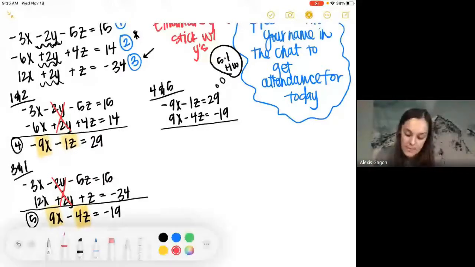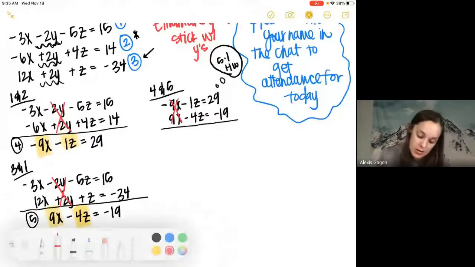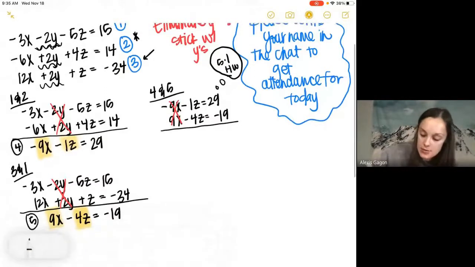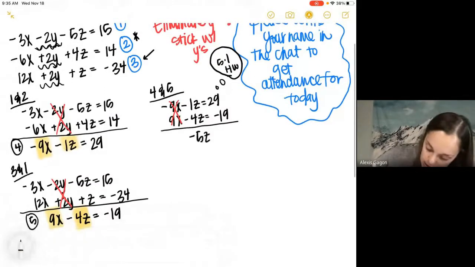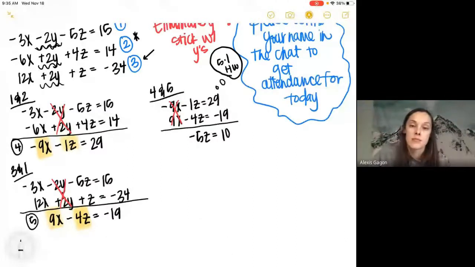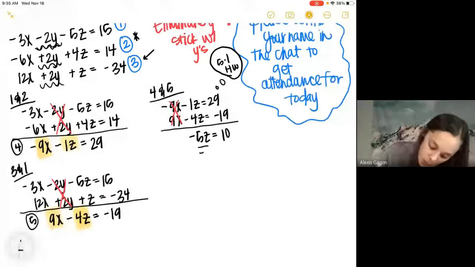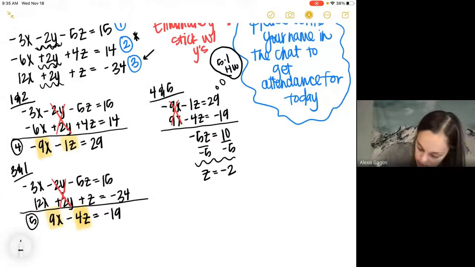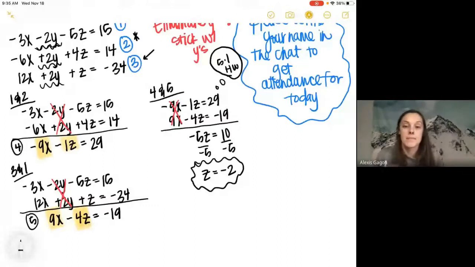Which in this one, those 9x's just cancel. And we're left with negative 1z minus 4z is negative 5z. 29 minus 19 is 10. And then we can solve for z pretty easily at this point. Just divide by negative 5. We get z equals negative 2. Is there any questions? We're not done, but is there any questions at all to this point?